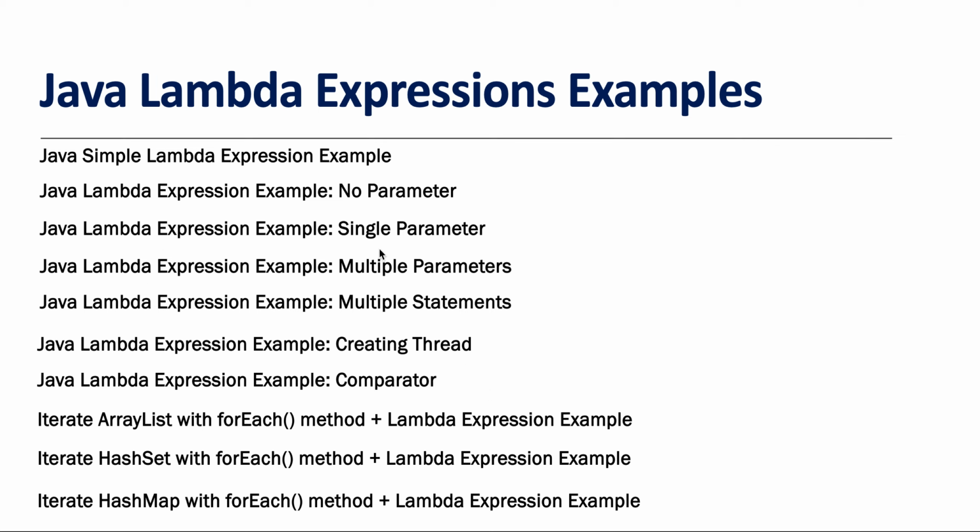These are some of the examples that I have listed down. I am going to demonstrate lambda expression with no parameter, single parameter, multi-parameter, multiple statements, creating a thread, comparator, and also we are going to iterate an array list with forEach plus lambda expression, and similarly perform operations on the list interface, set interface and map interface. Okay, so before going to the demonstration, let's try to remember the syntax of the lambda expression.